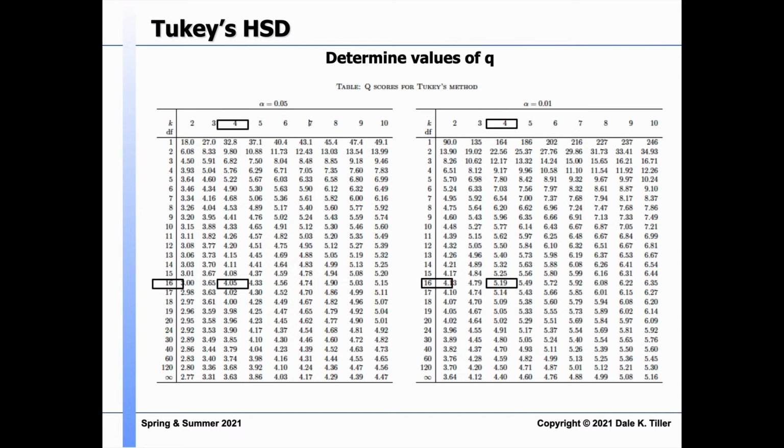I highlighted the relevant values for the alpha at 0.01 just for fun. If we were using the 0.01 alpha level, the value of Q would be 5.19. But since we're not, we're using alpha equals 0.05, we will use 4.05 in our calculation.